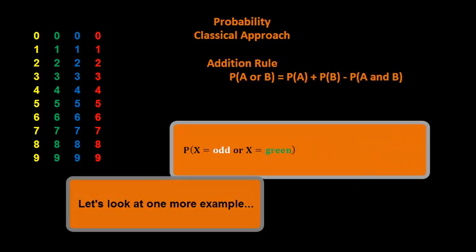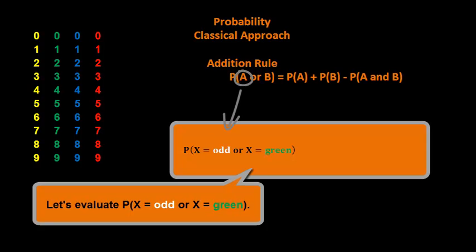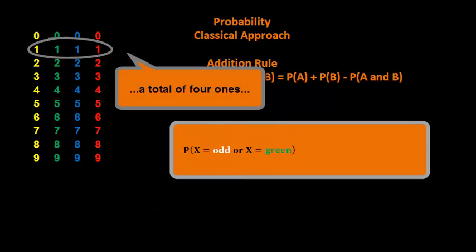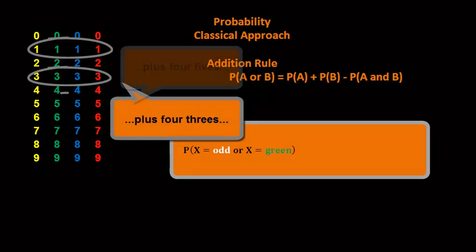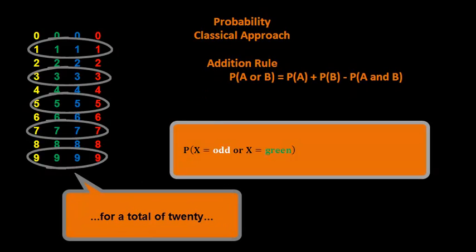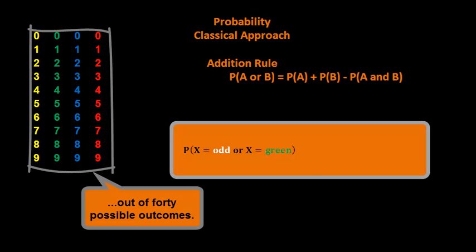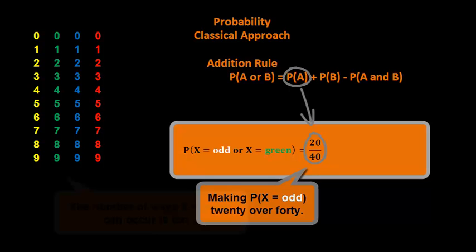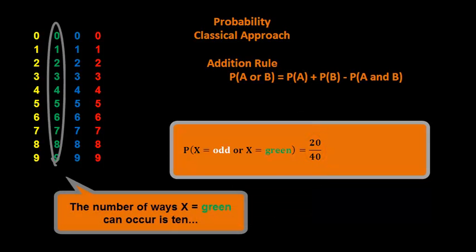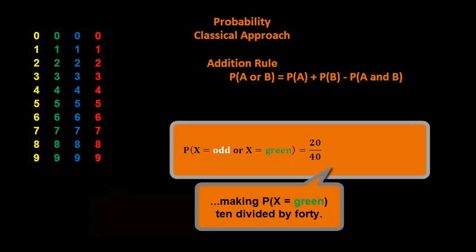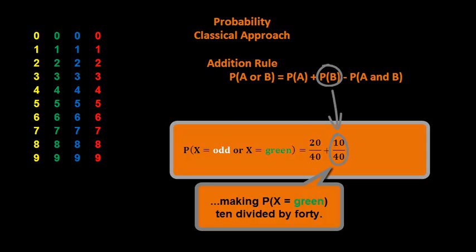Let's look at one more example. Let's evaluate the probability of x equals any odd number or x equals any green number. The number of ways x equals any odd can occur is a total of 4 1s, plus 4 3s, plus 4 5s, plus 4 7s, plus 4 9s, for a total of 20 out of 40 possible outcomes, making the probability of x equals any odd number 20 over 40. The number of ways x equals any green can occur is 10 out of a possible 40 outcomes, making the probability of x equals any green 10 divided by 40.